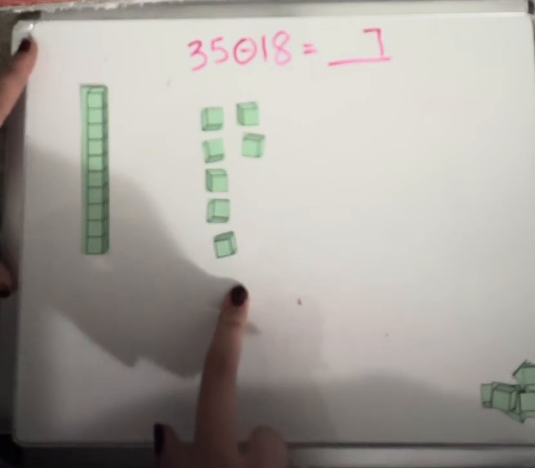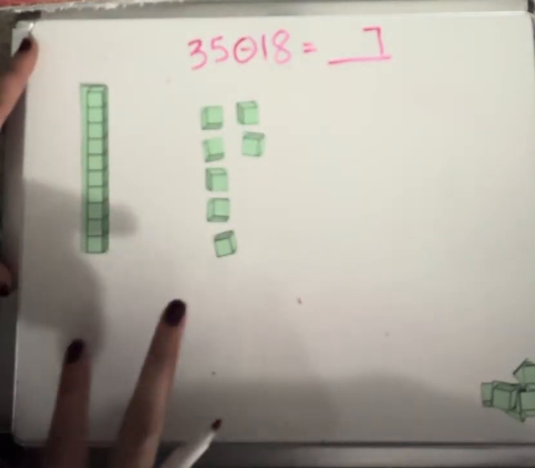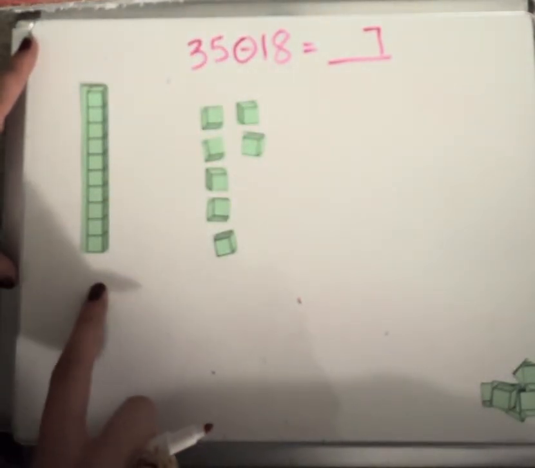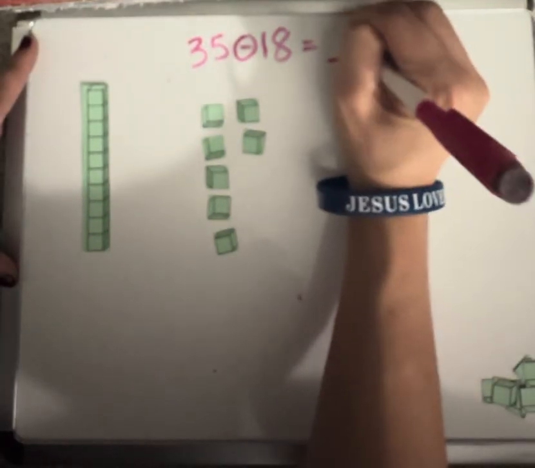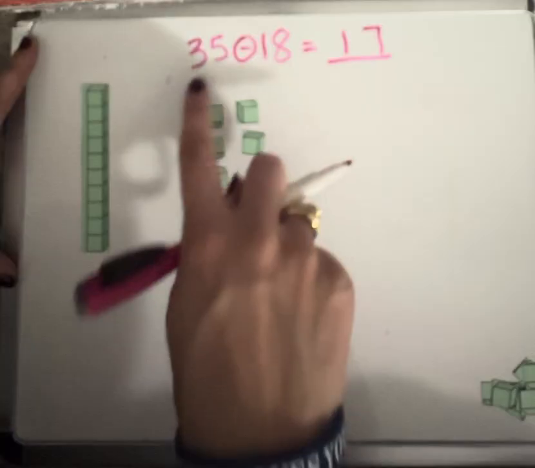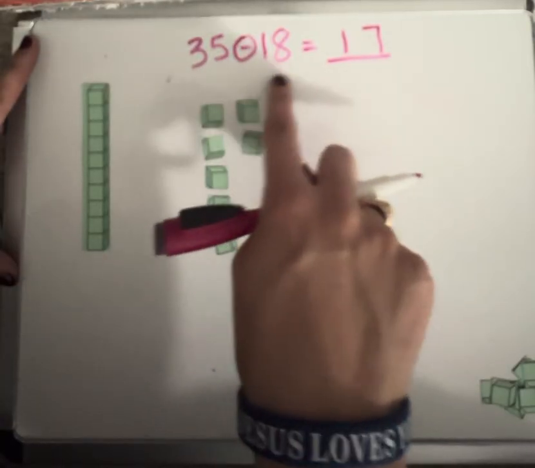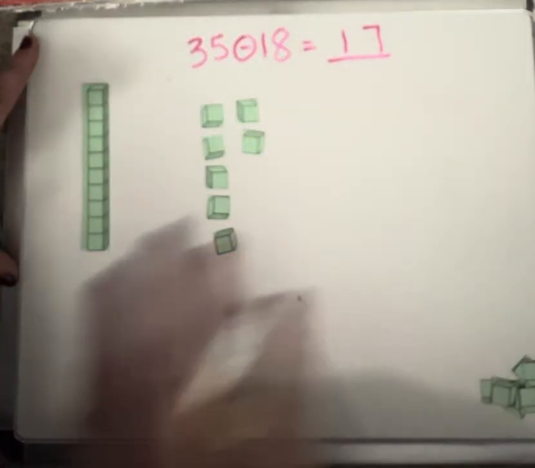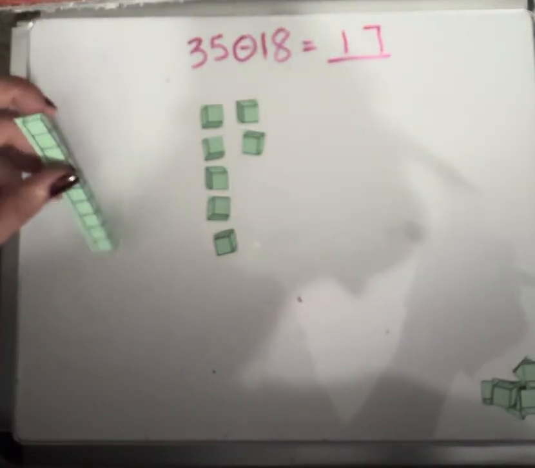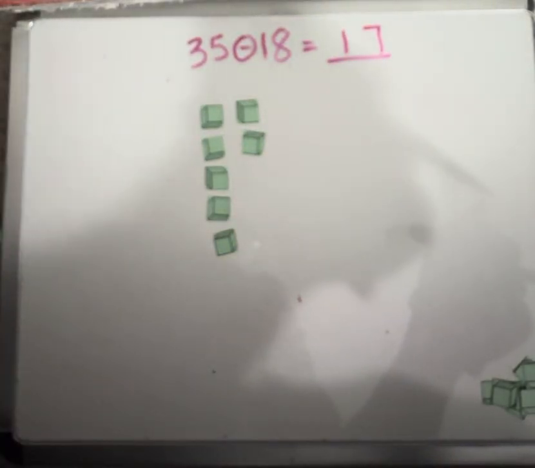So in total, after we've taken away 18 from 35, what do we have left? We have 1 in the tens place, and we have 7 in the ones place. So we have 17 as our final answer. So 35 minus 18 equals a difference of 17, which is shown by what we just did with a concrete representation using base 10 blocks.